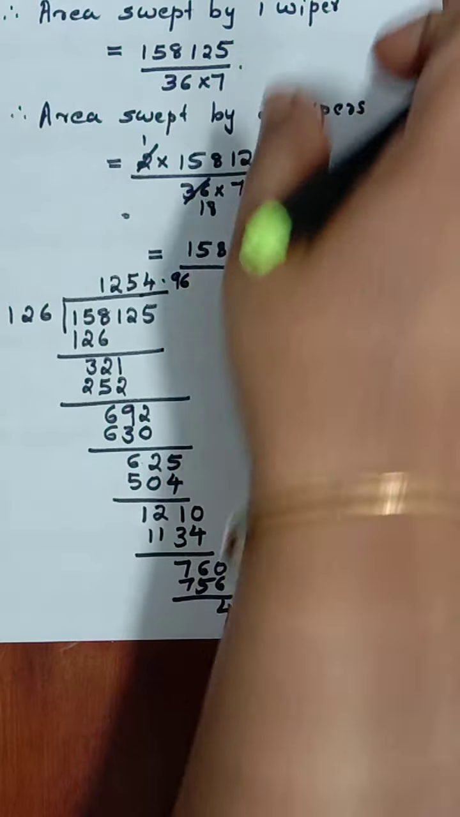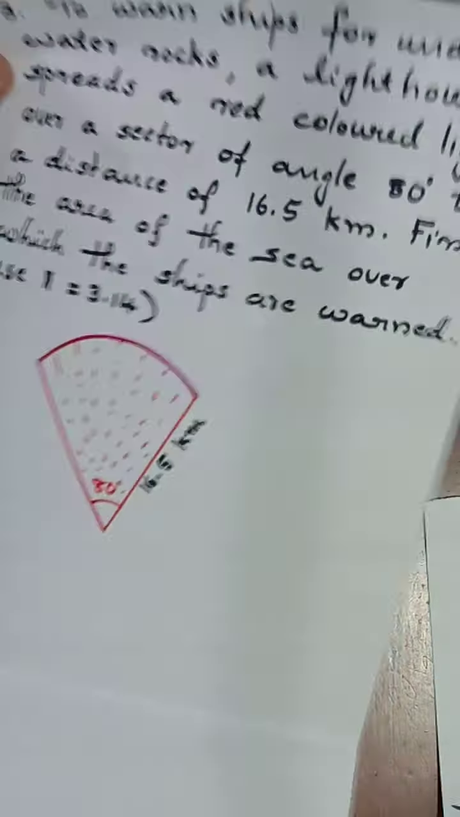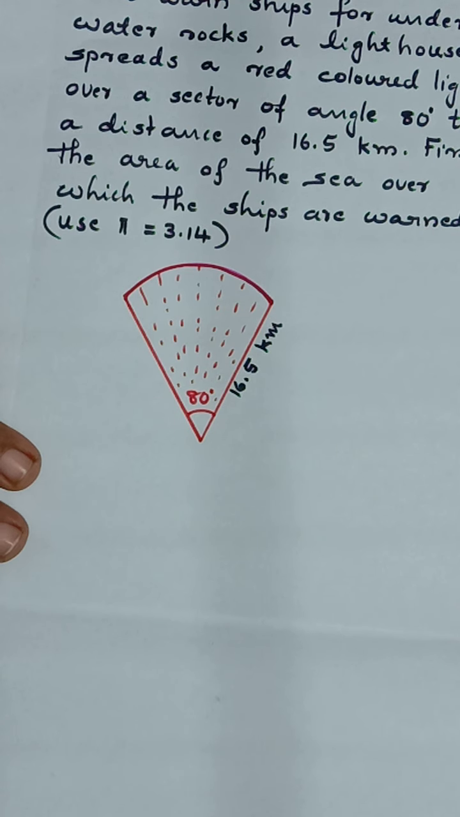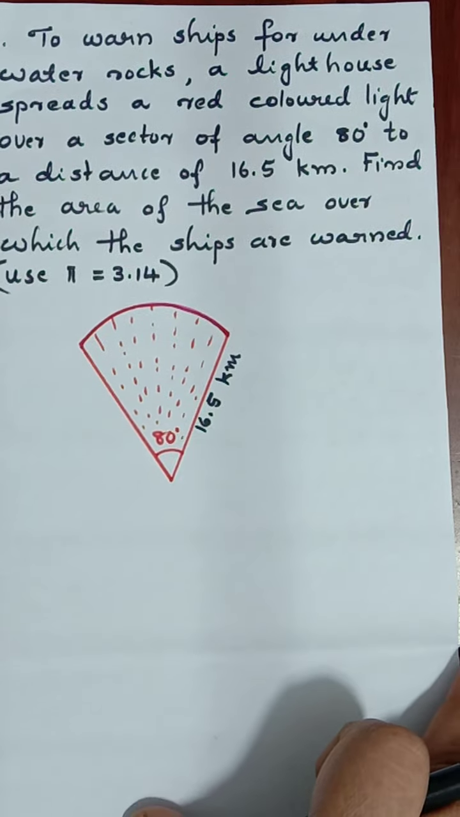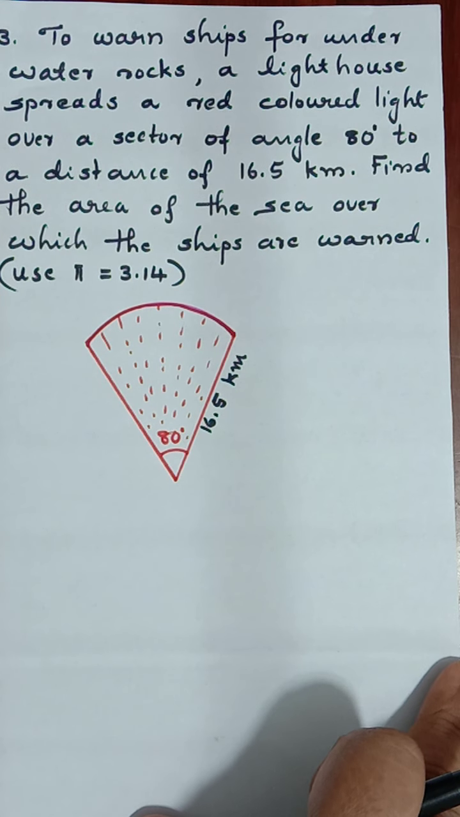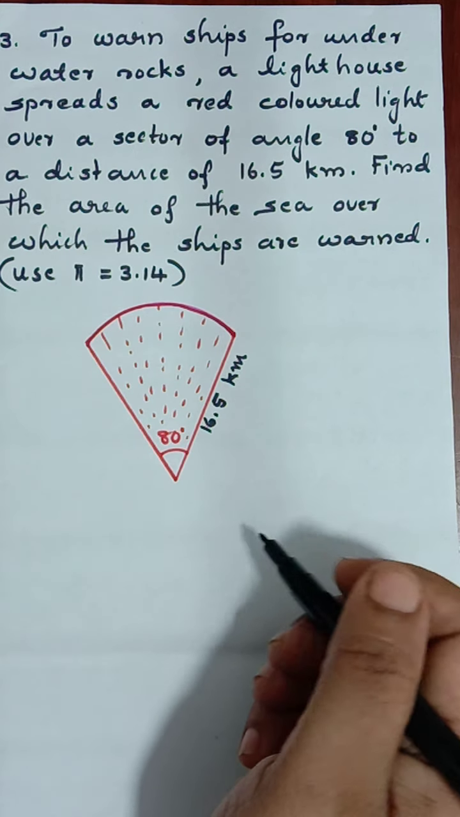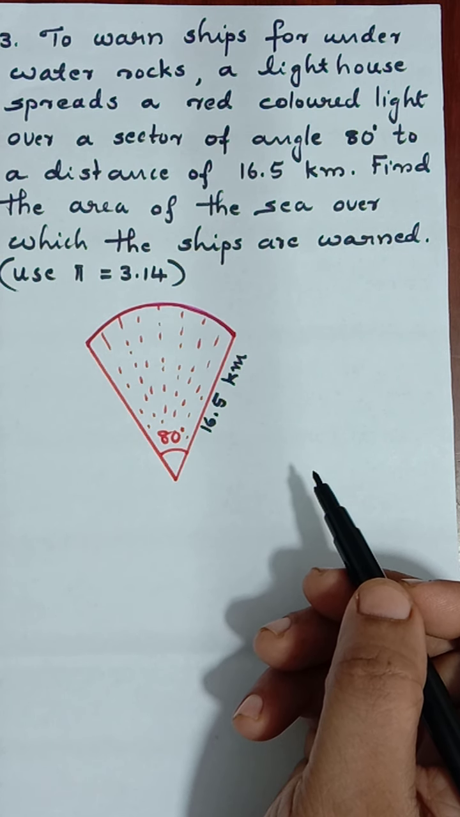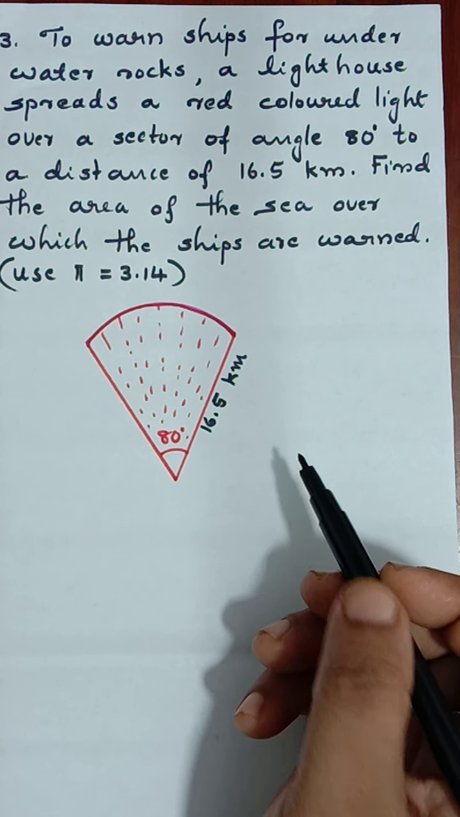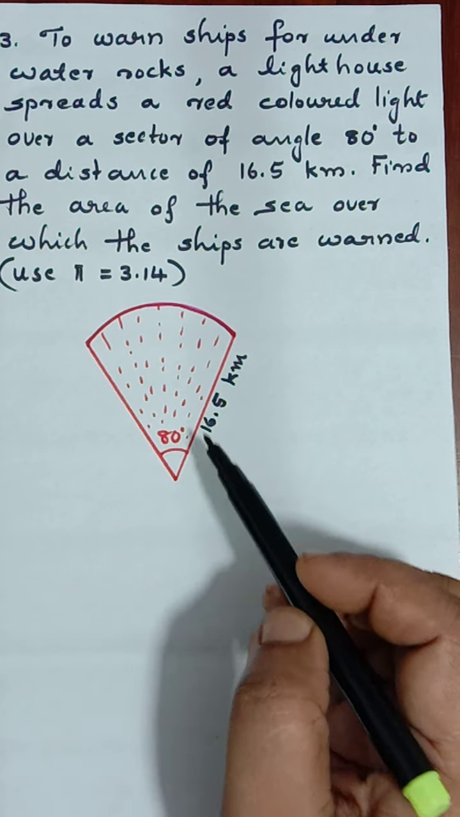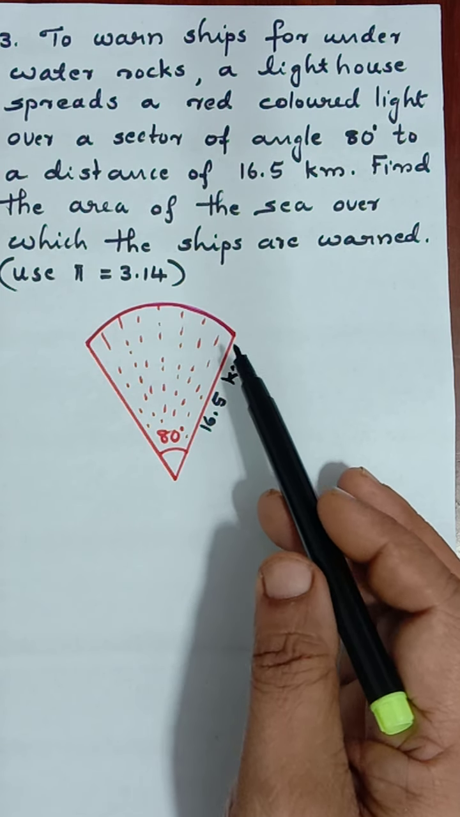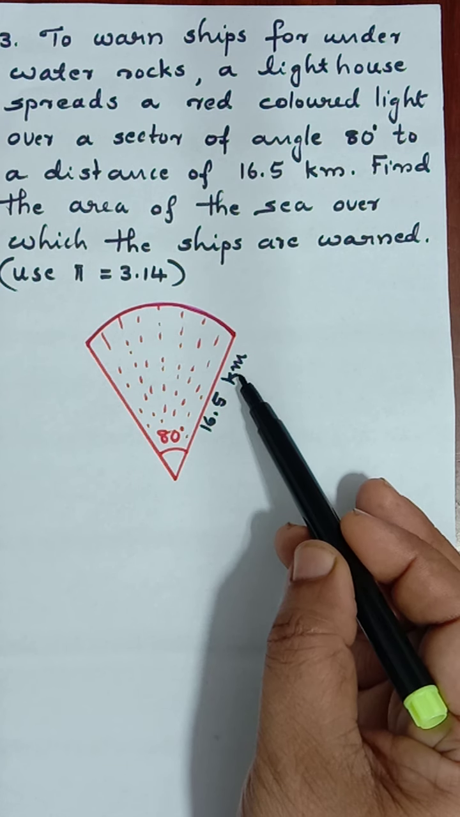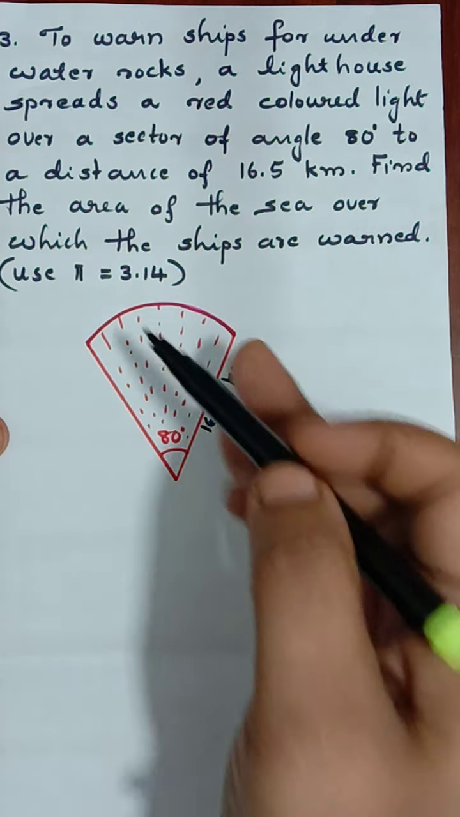Next we are moving on to the third question. Here you have the third question. To warn ships of underwater rocks, a lighthouse spreads a red colored light over a sector of angle 80 degree to a distance of 16.5 kilometer. Find the area of the sea over which the ships are warned. Use pi equal to 3.14. So here the distance to which light is spread is given as 16.5 kilometer. So we can consider it as the radius.